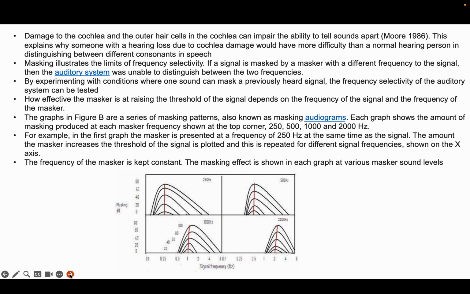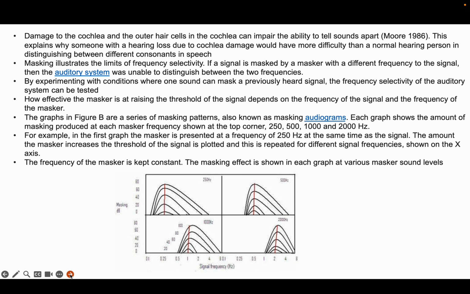So we also know that if you have damage to the cochlea and the outer hair cells in the cochlea, that impairs the ability to tell sounds apart, which explains why someone who has hearing loss due to cochlear damage would have more difficulty than a normal hearing person distinguishing primarily between different consonants in speech. And if you don't understand the consonants, then you really can't understand speech.